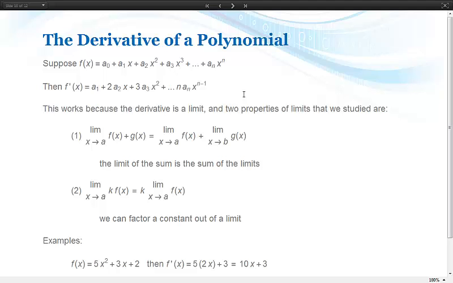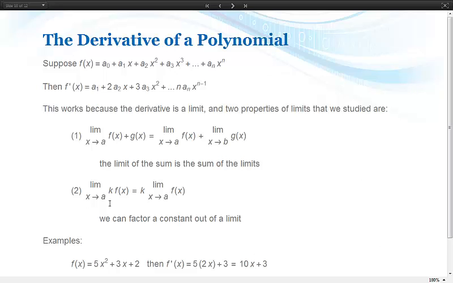Why does this work? Why can we chop it up like this? Well, two important limit rules that we went over last week are the following. The limit of the sum is the sum of the limits. That is, I can take the limit term by term and add up. I use that here. I'll take the limit of the first term, the limit of the second term, the limit of the third term. Well, why does this work? Well, the derivative is a limit. It's defined through the limit, so it inherits these properties of limits. So the derivative of the sum is the sum of the derivatives term by term.